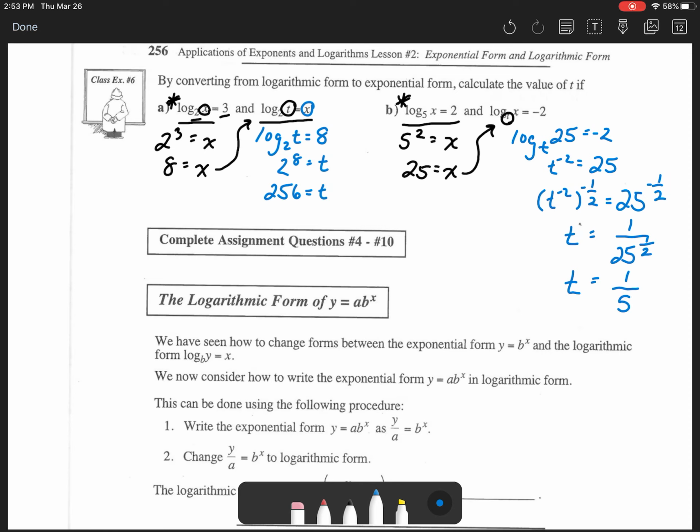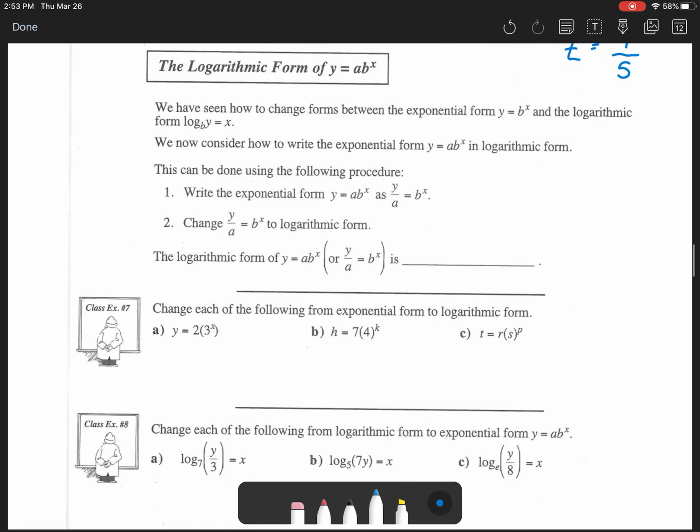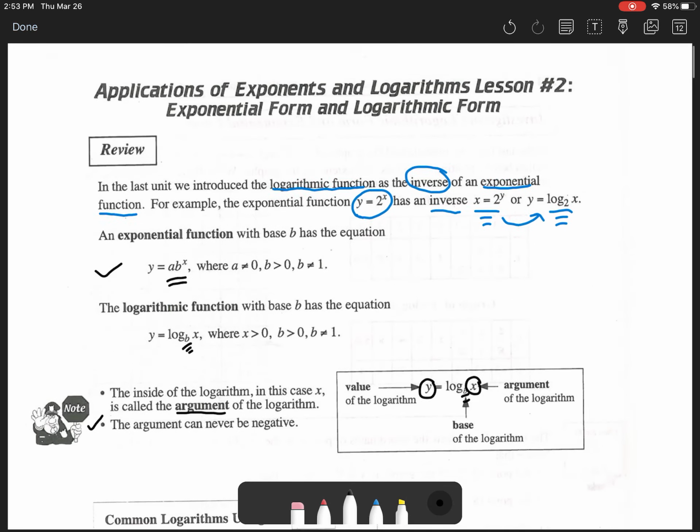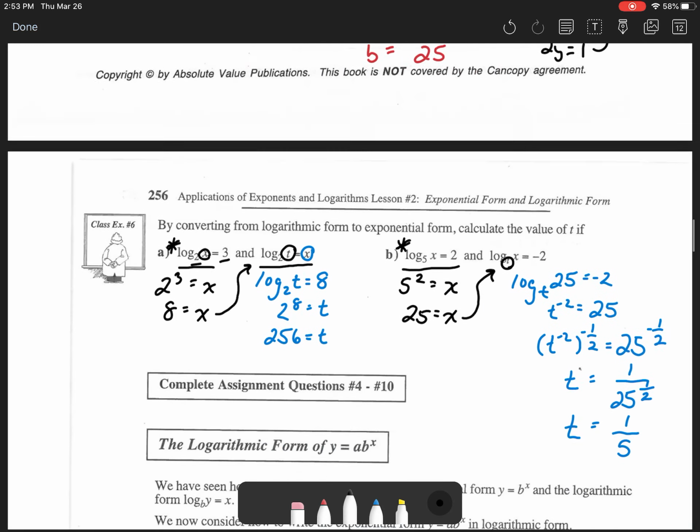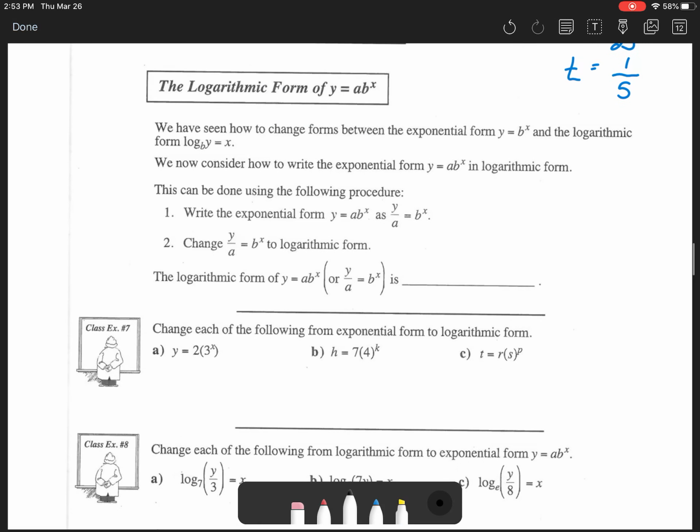So this is 5. The square root of 25 is 5, and there is your solution. Okay, just about done. Now, the difference with these questions compared to the ones that we just did before is that we have an a value here. If we have an a value there, we need to divide both sides of the equation by a first before I can convert it into log form. And that's basically what they're saying right here.